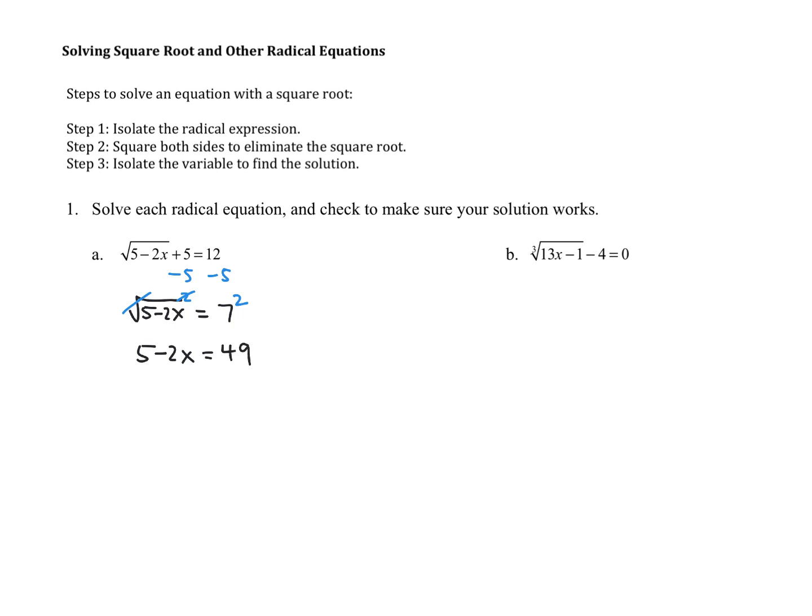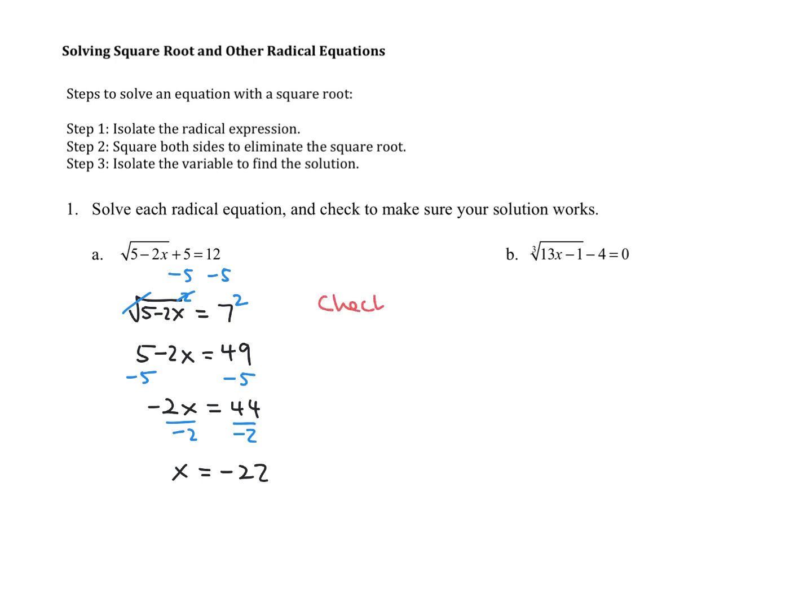And now I continue solving by isolating x. So I subtract 5 from both sides, and I get negative 2x equals 44. Divide both sides by negative 2, and x equals negative 22. Now, radical equations are prone to extraneous solutions, so we always want to check for extraneous solutions.